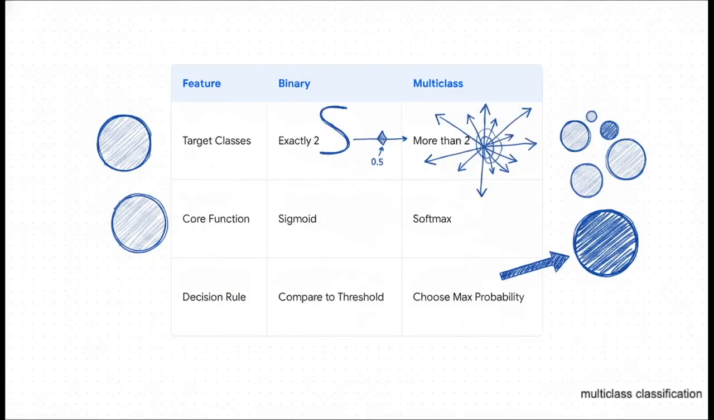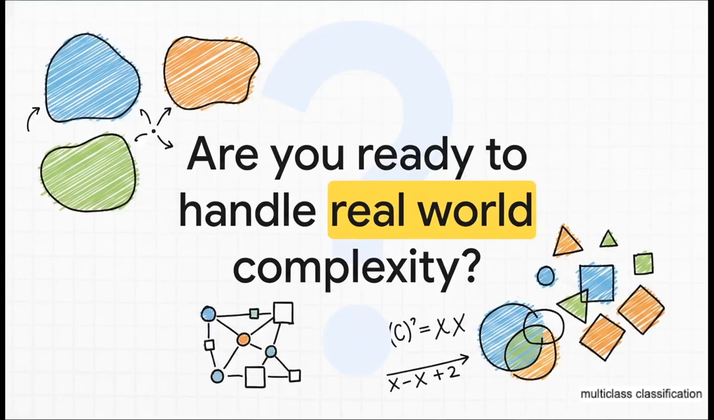To really summarize our entire journey across these dimensions, if you have exactly 2 target classes, you're doing binary classification, utilizing the sigmoid function and making your final choice using a set threshold, like 0.5. But if you have more than 2 target classes, you've stepped into multi-class classification. You upgrade your math to the softmax function. You calculate probabilities for every single category, and you make your final decision by simply choosing the maximum probability. You've just leveled up from simple binary decisions to mastering the math of multi-class probabilities.